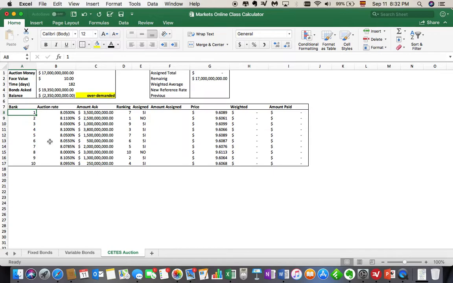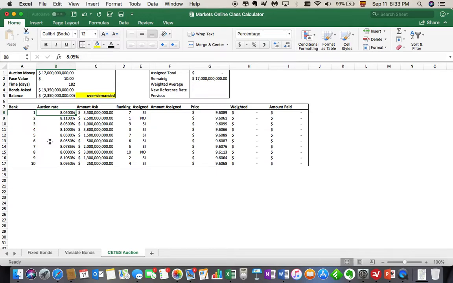So let's assume the bank number one wants 3,500 million of these CETES, and they want it at 8.05%. Now, before I go on with the other banks, remember one important concept. If the bank increases the rate, they are reducing the price, right? So if they're increasing the rate, in other words, they are paying a lower price for the bond.